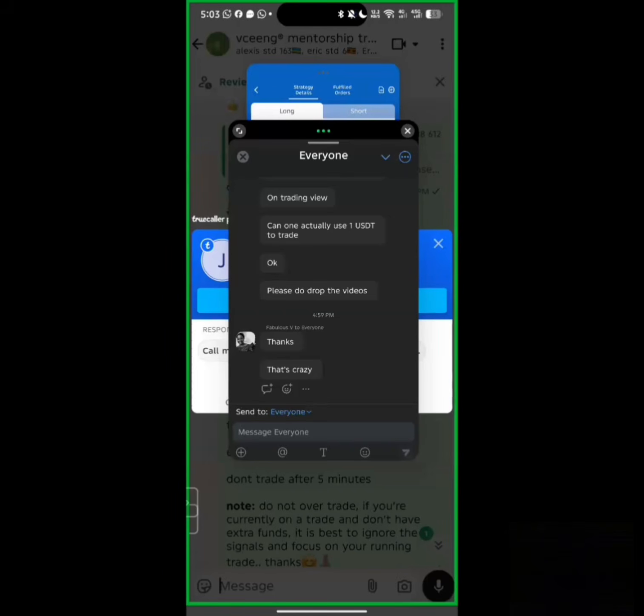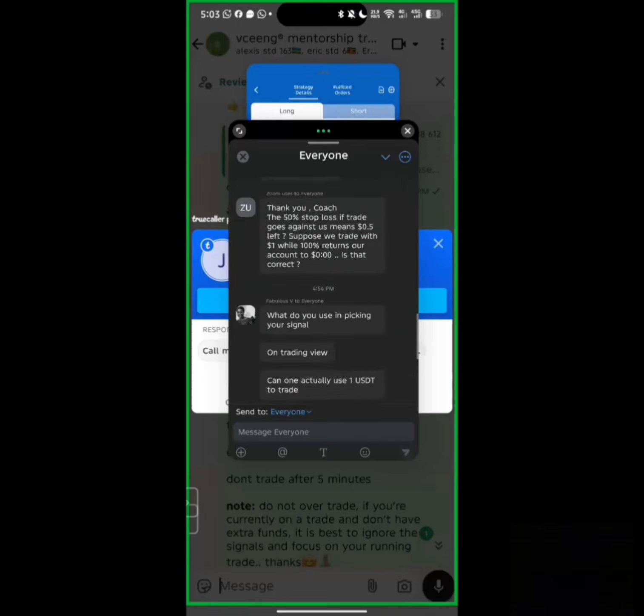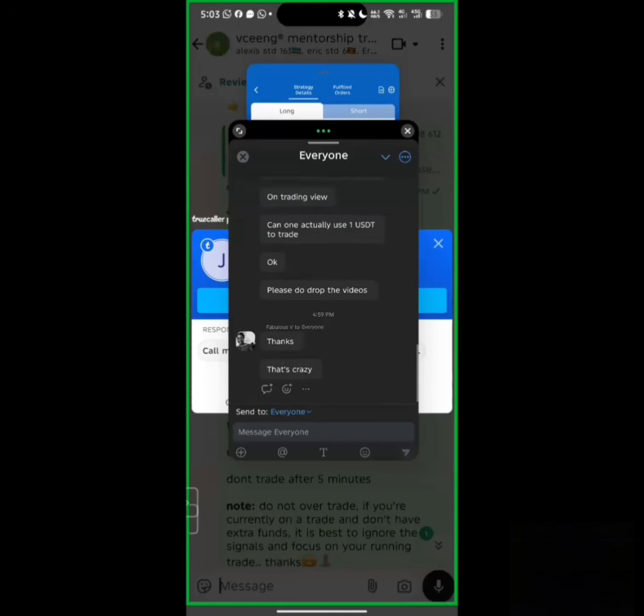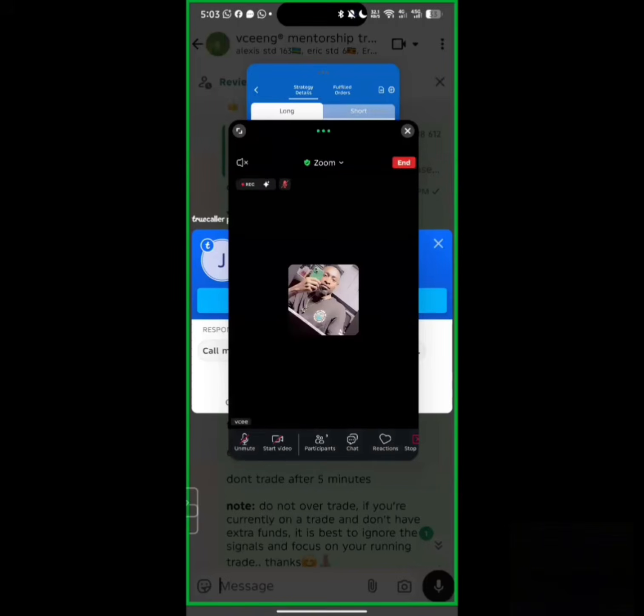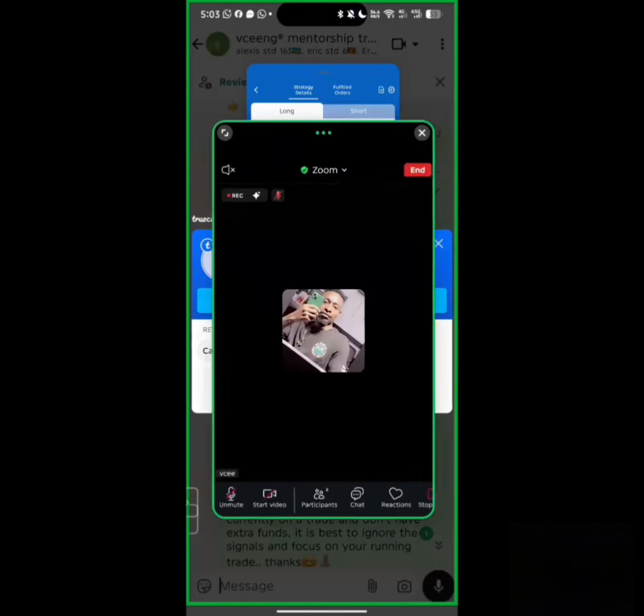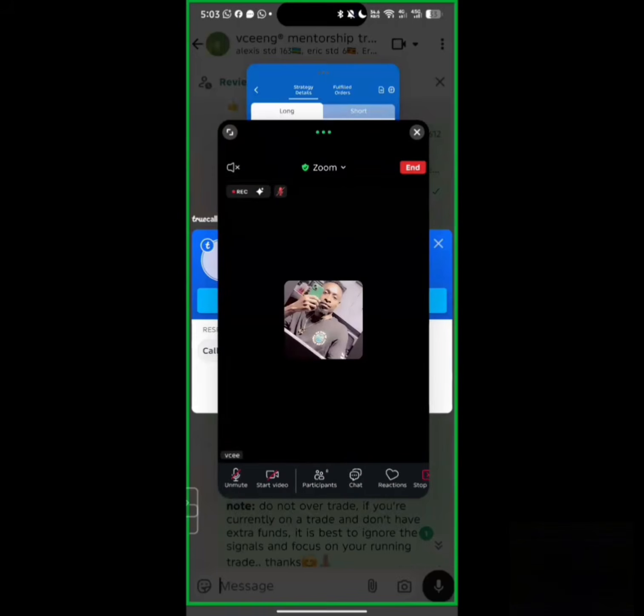Okay, so that is it. Yes, you can use $1 to trade, my brother. Make sure you set stop loss. Use isolated margin. On your Binance, make sure you set your trading mode to isolated margin so that even if your trade liquidates, it won't wipe your account to zero.